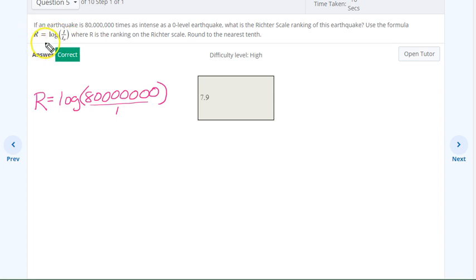And for this one, it's similar to one we did earlier, log. Now our I is 80 million. So log 80 million, and then the I sub O is just 1. So you don't have to put that in there. Close the parenthesis and hit enter, round it to 1 decimal place, and it comes out 7.9.